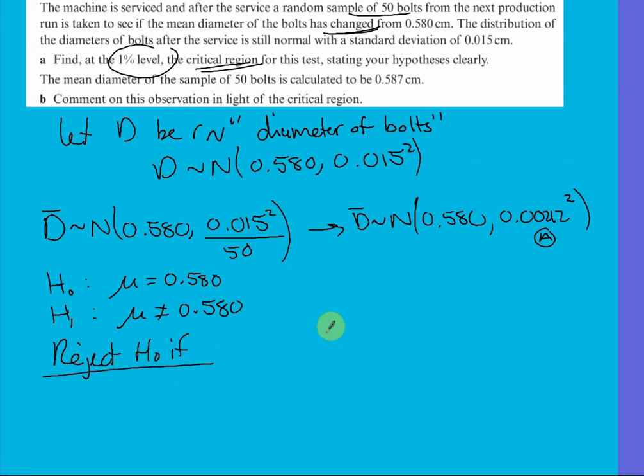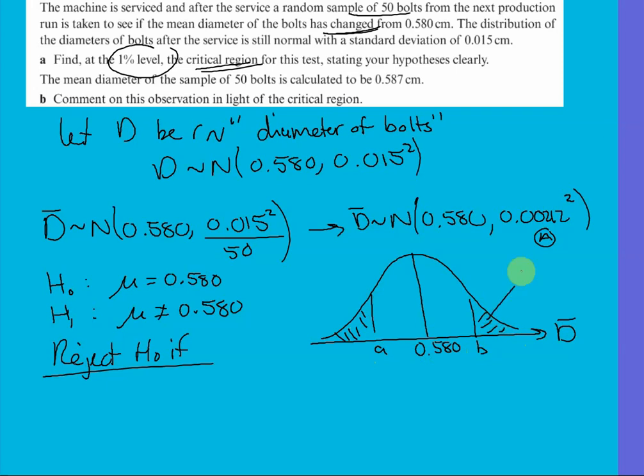So let's draw a picture of this one first, just so we all understand this one. So this is going to be d bar. We know this is 0.580, and we're looking for this value here. I'll call this one A, this one B, and we want a significance level of 1%. But because it's two-tail, remember you need to half that. So this is going to be 0.005, half a percent, and this is the same, 0.005.